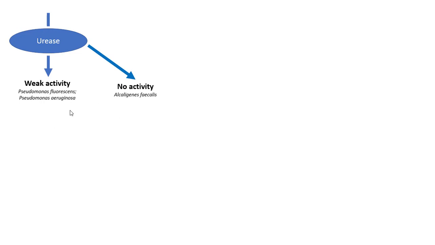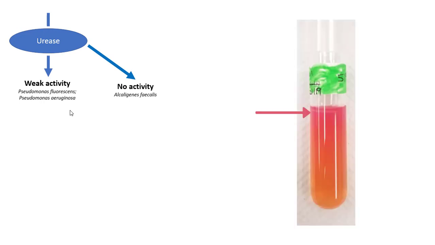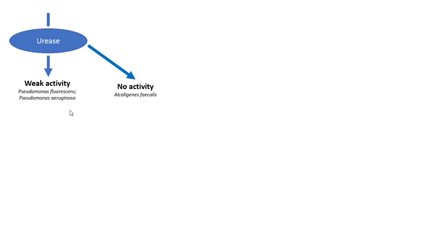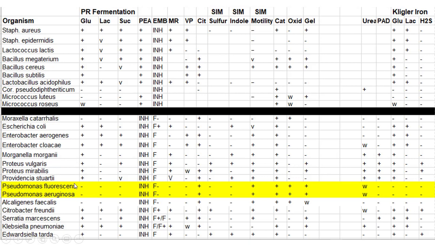For the purpose of this tutorial, let's pretend that when you got your results back, your tube had a slight pink color at the top, indicating that you had weak urease activity. Once again, we indicate this on our flowchart using our colored arrows. We can now see that A. faecalis is no longer an option, and we've narrowed it down to P. fluorescens and P. aeruginosa. We then head back to our bacterial identification chart so that we can compare P. fluorescens and P. aeruginosa and try and find a test that will distinguish between the 2.